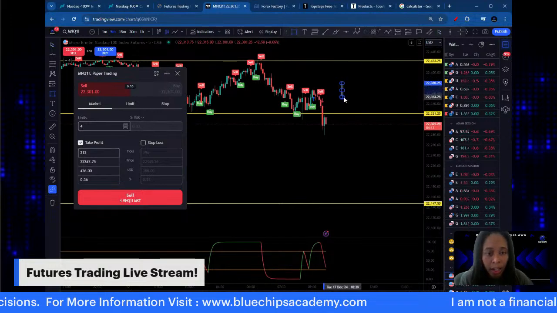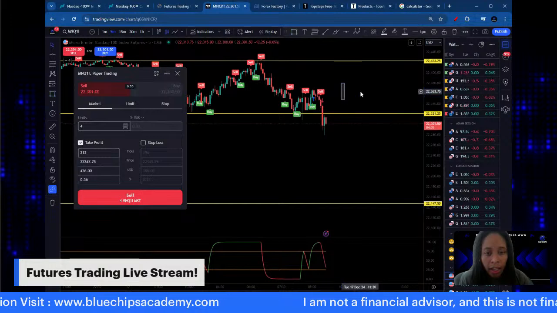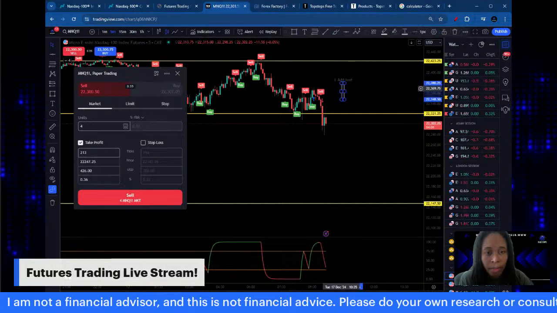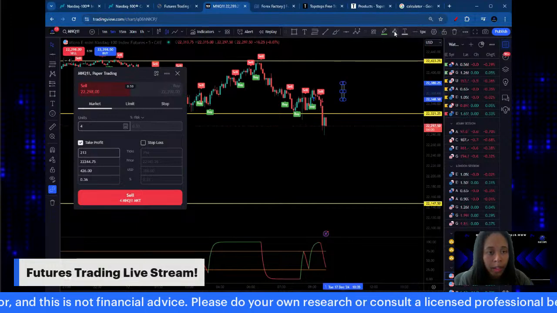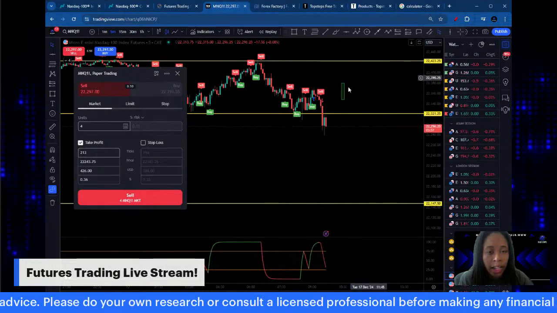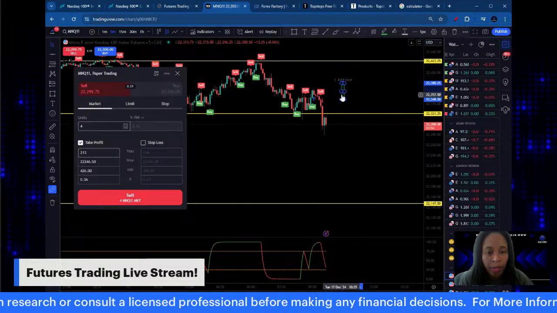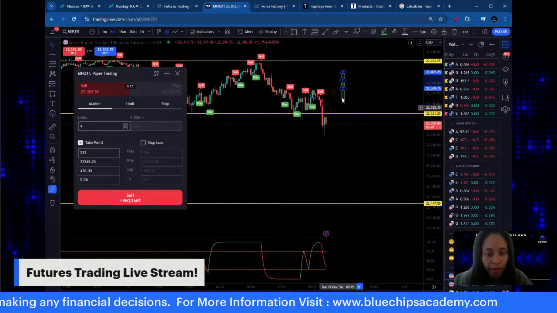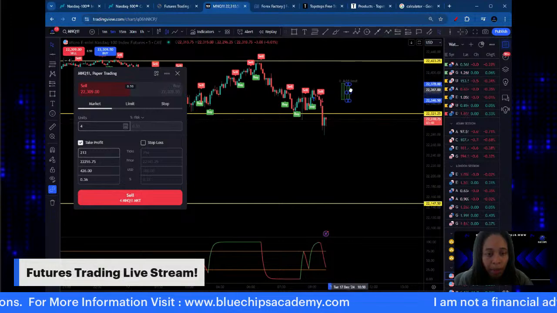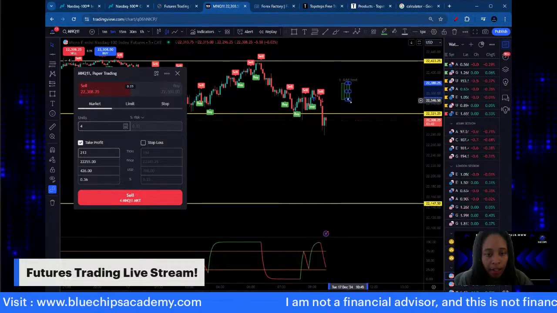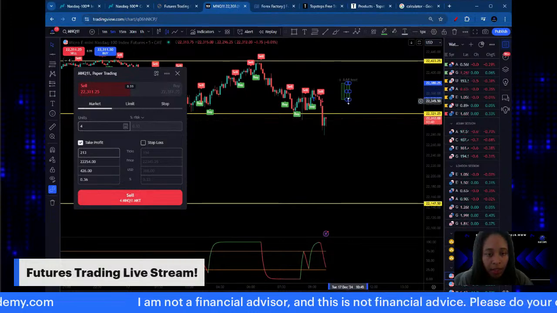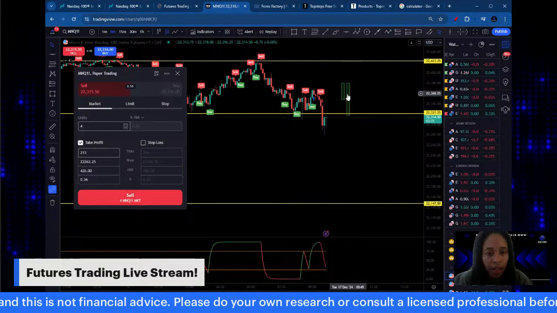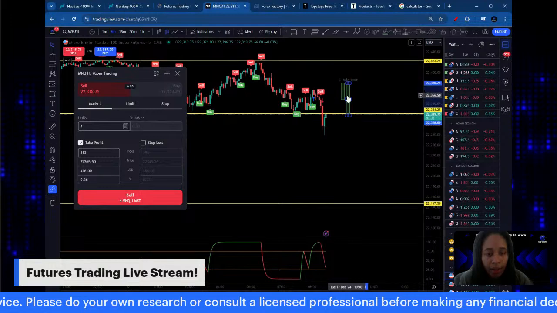Let me use my rectangle here. So let's just say this here is a bullish candle, so I'll make this one green. Say that this is a bullish candle. And then we have a red candle following behind it, right next to it, which is what we're seeing right now. But the body of the red candle, so this rectangle right here that I'm making, is bigger than the body of this candle.